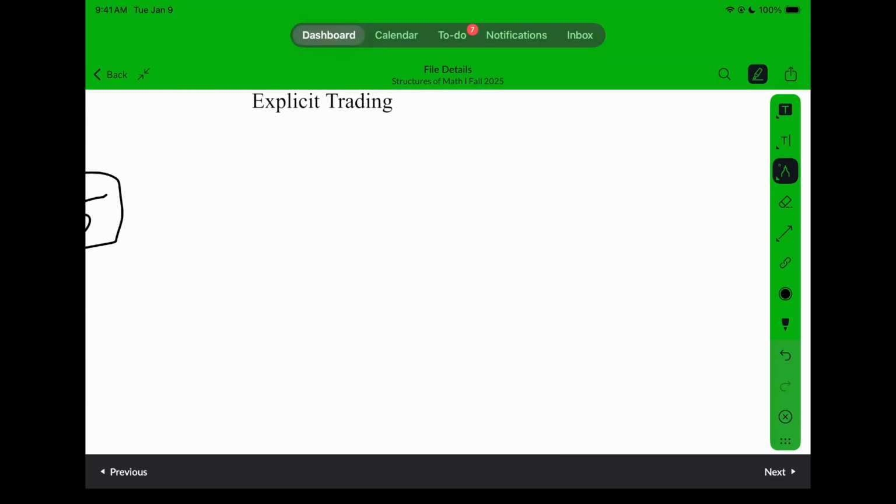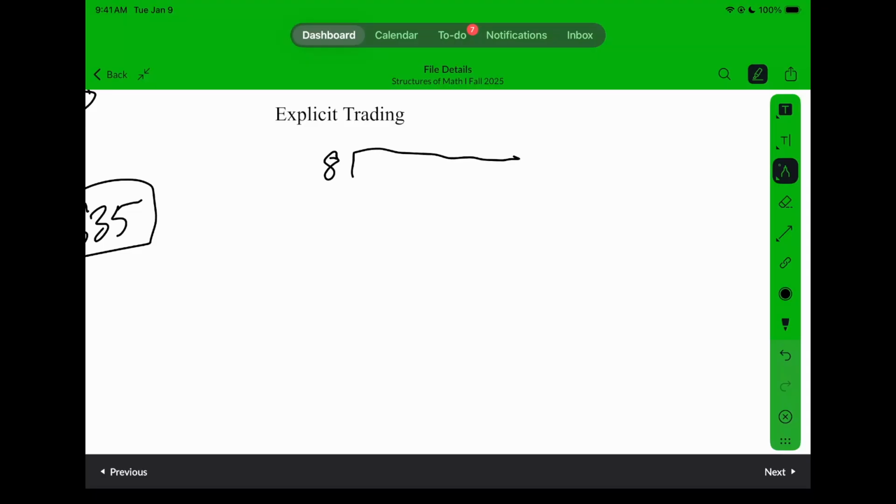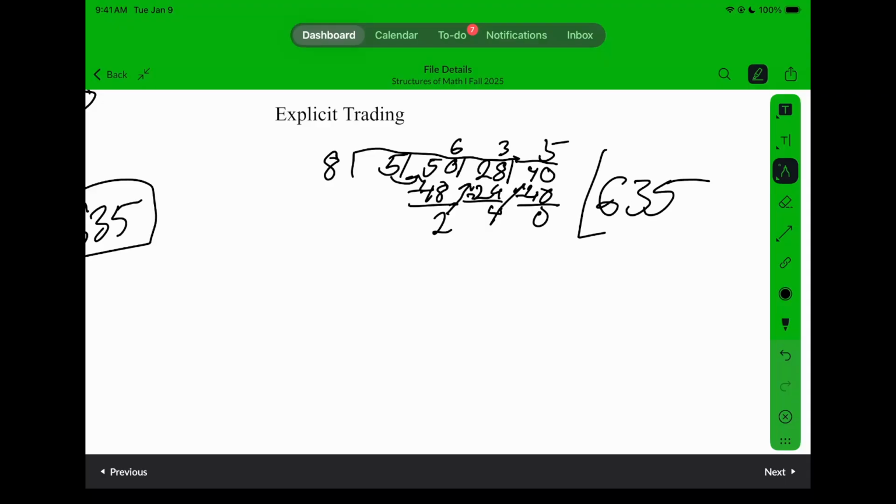And then explicit trading is the one that looks like this. 8 here. 5, 0, 8, 0. 8 can't go into 5. We move it over. 8 can go into 50 6 times. It's 48. 2. Move it up. 28. It's 3. It's 24. 4. Move it up. 40. That's 5. Answer is 635.